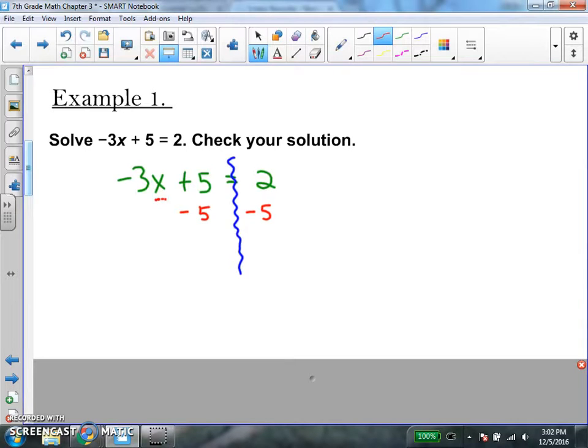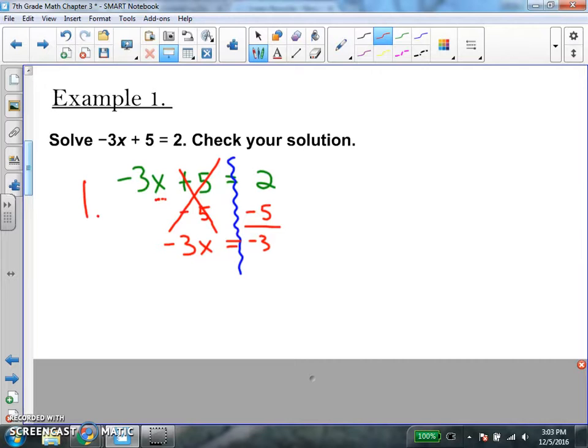Well, once I do that, I can see 5 plus 5 minus 5 is 0. That cancels out. Perfect. That's what I wanted to do. I wanted to get rid of my constant. And I'm left with 2 minus 5 gives me negative 3. On my left-hand side, I did nothing with my negative 3x, and I'll bring down my equal sign as well. That was the first step.